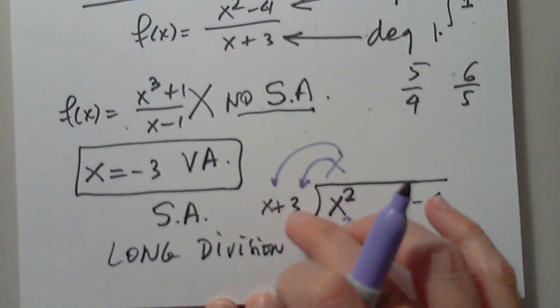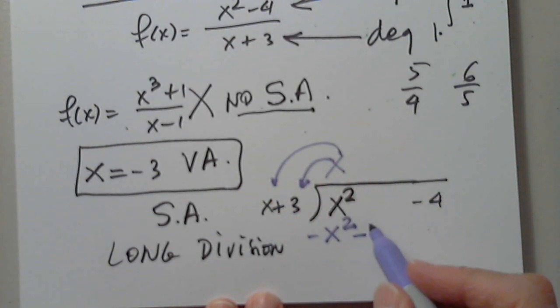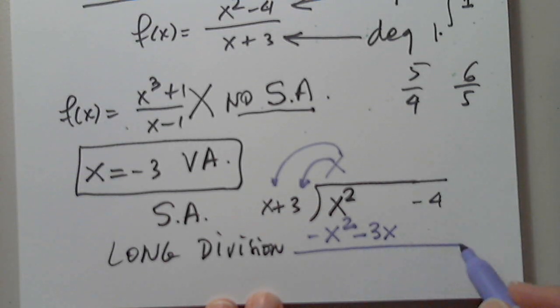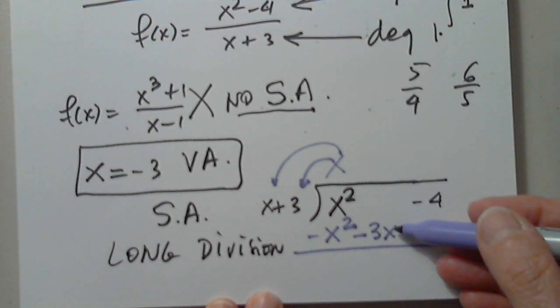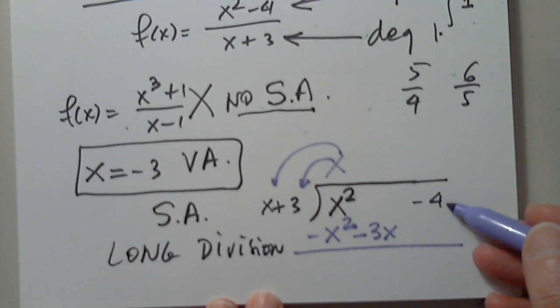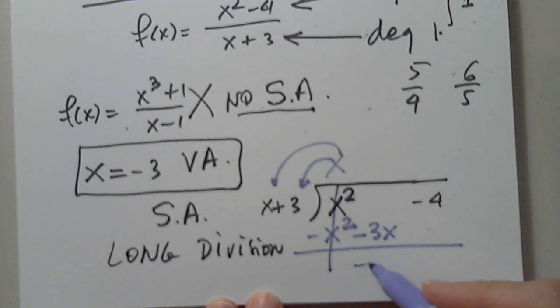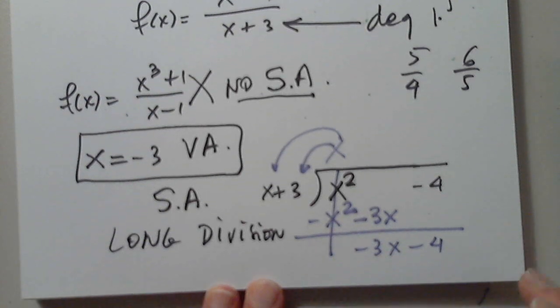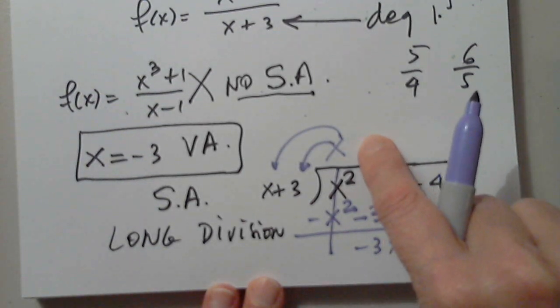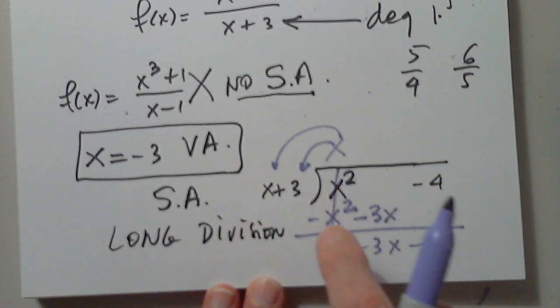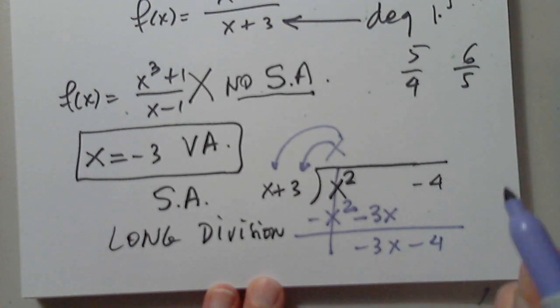X times 3 is 3x. We need to subtract. See, that's why I needed the space, because I couldn't put negative 3x under negative 4. They're not like terms. So these go away. Then I have negative 3x minus 4. Final question. What times x is negative 3x?